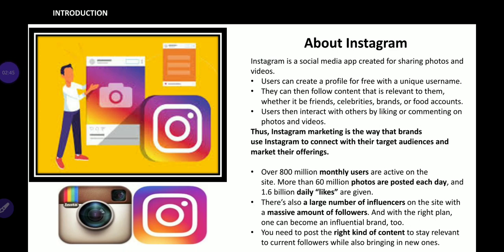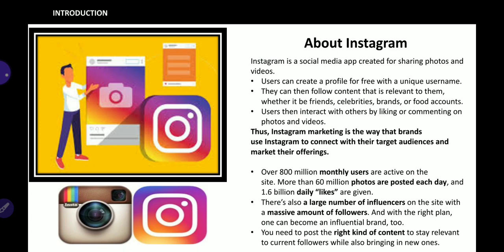So coming to the main topic of the day, which is Instagram marketing. We all know that Instagram is a popular social media platform which was created to share photos initially, and now it is a sharing medium for both photos and videos. Here you can create a profile, which is free of cost, with a unique username. You can follow any content you feel is relevant to you, be it friends, celebrities, brands, or any particular giants you would want to.